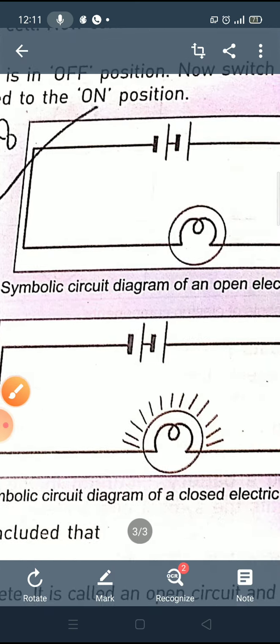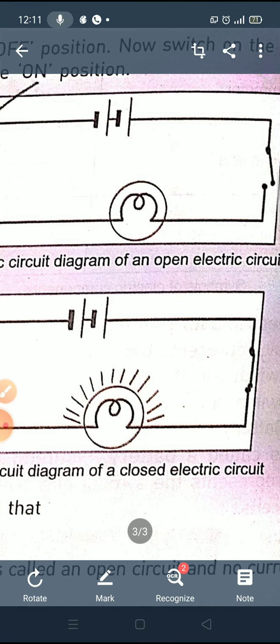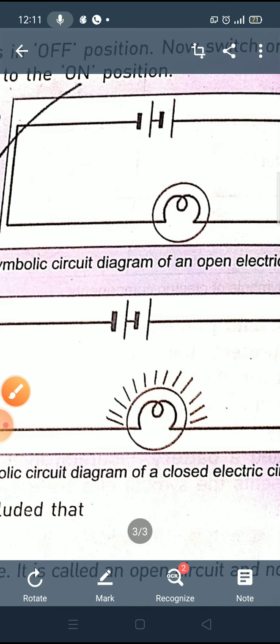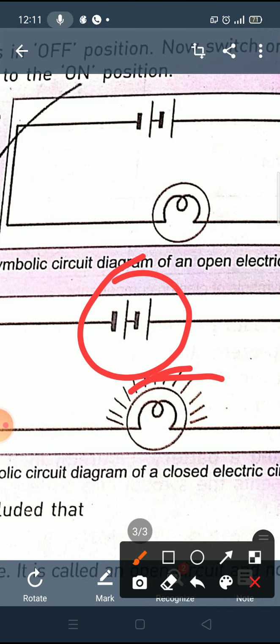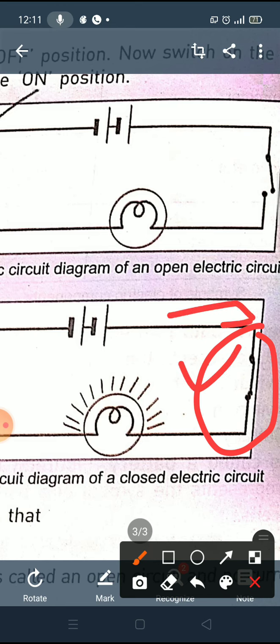Now next is the closed circuit. See the difference between them. Again you can see here it is a battery. This bulb is glowing. Why is it glowing? Because this side is attached. The circuit in which electric current flows from one terminal of a battery to the other is called a closed circuit, because here it is connected. That's why electricity can flow easily and the bulb can glow.